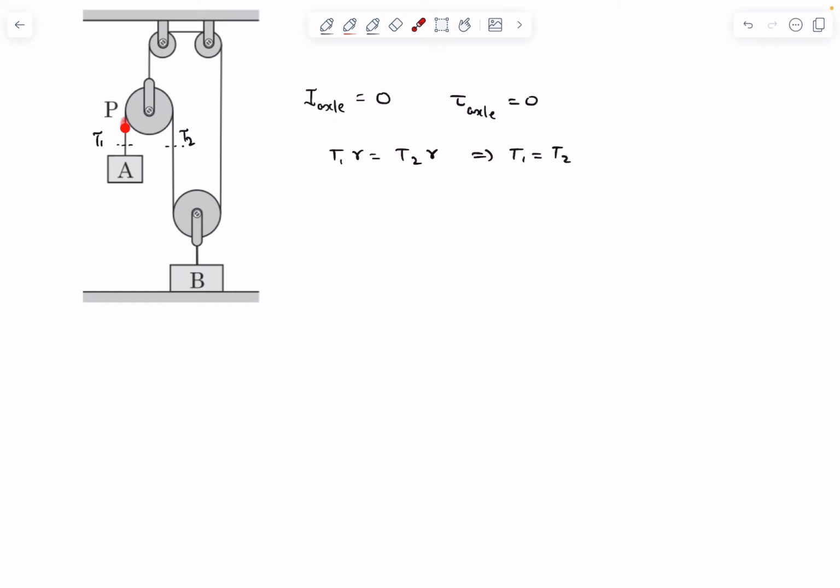What this means is the tension on the strings on either side of this pulley should be the same. So T1 and T2 are the same, and let's just call them T. As the string tension over here is T, the string tension over here will also be T. This is by using the same exact argument, because the moment of inertia about this axis is 0, which means T1 into R should be equal to T2 into R. So even these two tensions have to be the same, which means the tension over here should also be T.